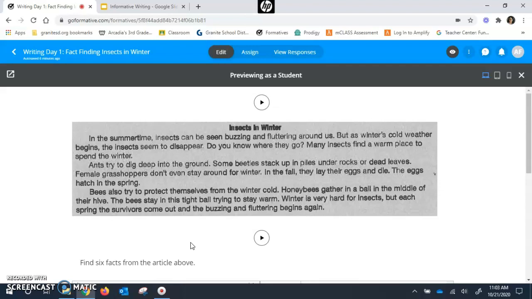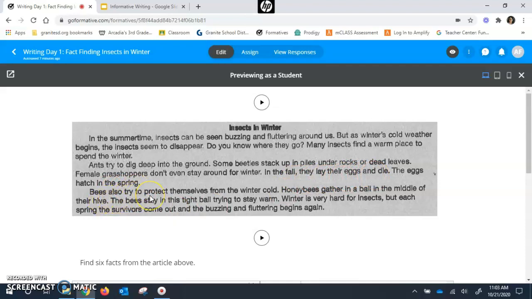Insects in winter. In the summertime, insects can be seen buzzing and fluttering around us. But as winter's cold weather begins, the insects seem to disappear. Do you know where they go? Many insects find a warm place to spend the winter. Ants try to dig deep into the ground. Some beetles stack up in piles under rocks or dead leaves. Female grasshoppers don't even stay around for winter. In the fall, they lay their eggs and die. The eggs hatch in the spring.